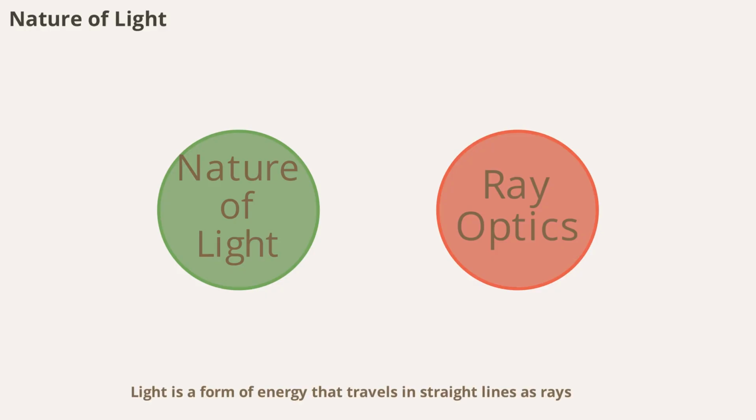Light is a form of energy that travels in straight lines as rays. It exhibits both wave-like and particle-like properties, a concept known as wave-particle duality. In ray optics, we focus on the straight-line propagation of light, which helps explain phenomena like shadows, reflection, and refraction. This understanding forms the foundation for all optical instruments.